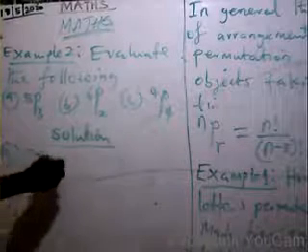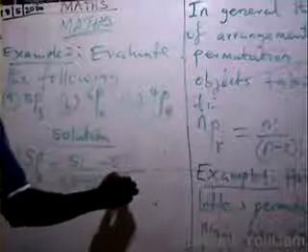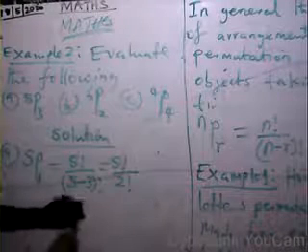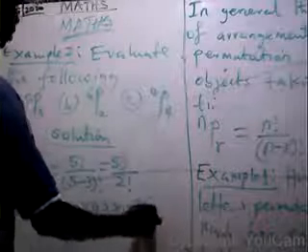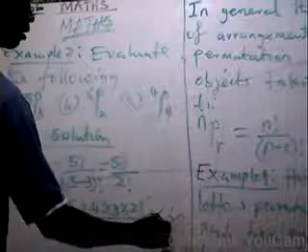So, solution to this. We now have A, 5 permutation 3 is said as 5 factorial all over 5 minus 3 factorial, and that is 5 factorial all over 2 factorial, which is the same thing as 5 times 4 times 3 times 2 factorial all over 2 factorial. This and this can go. 5 times 4 is 20. 20 times 3 is what? 60. So the answer is 60.